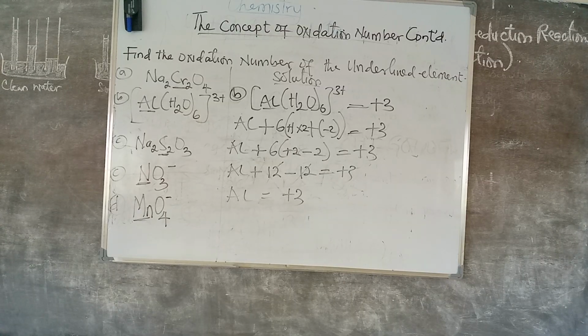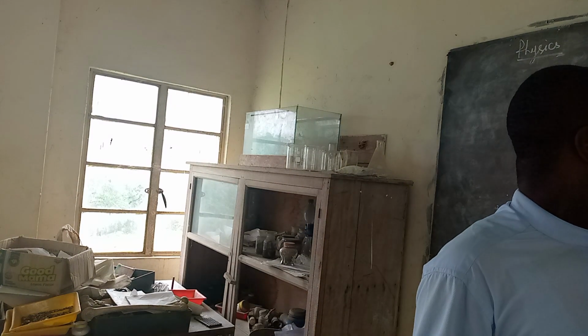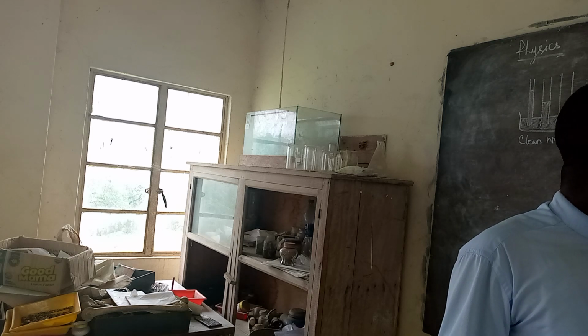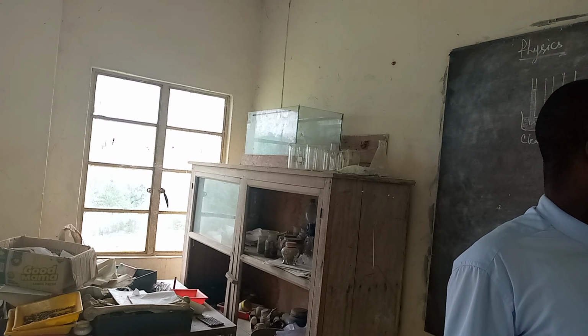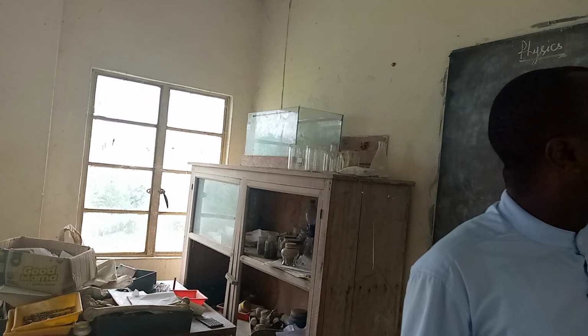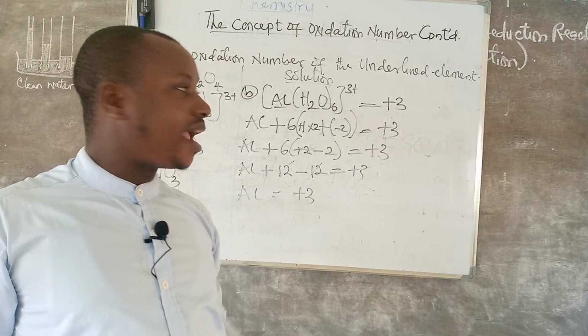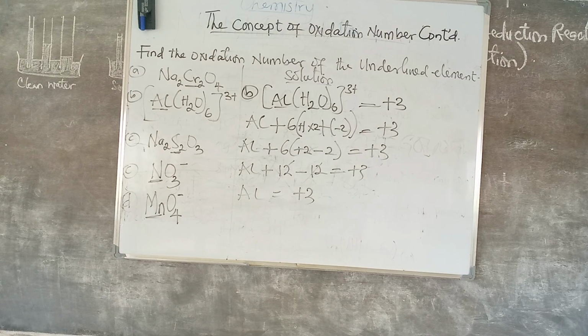Example B, aluminium there is what they ask us to find. Aluminium plus this 6 here is affecting every other thing inside the bracket. That was why I removed this 6 and put it here. Don't forget that this one has a charge of 3 plus. That is why I equate the whole thing to +3. Don't forget.